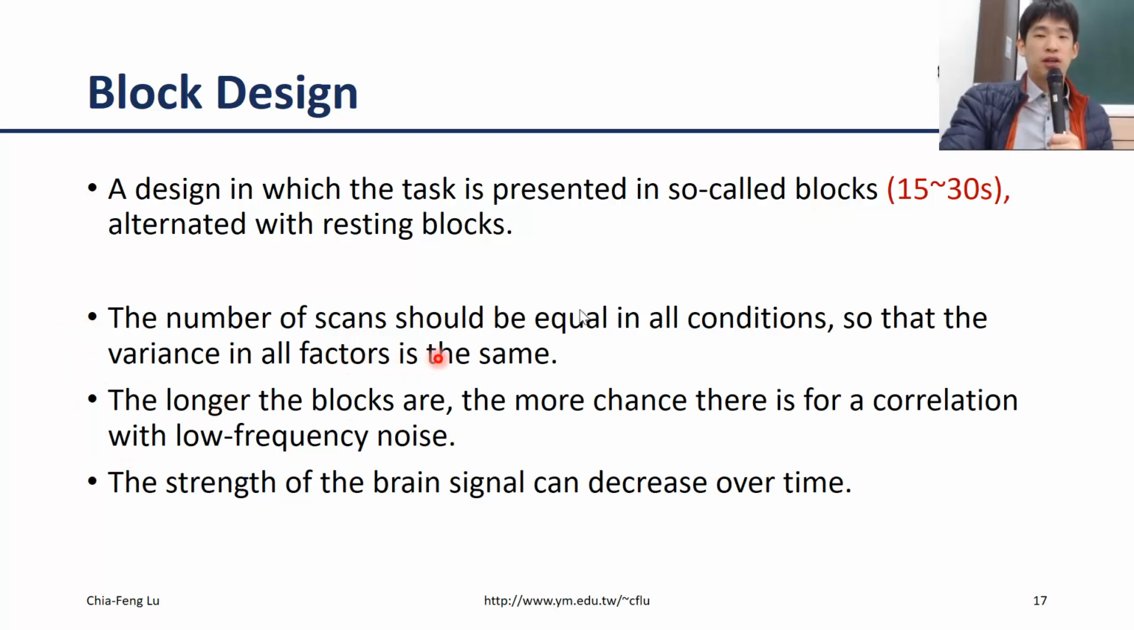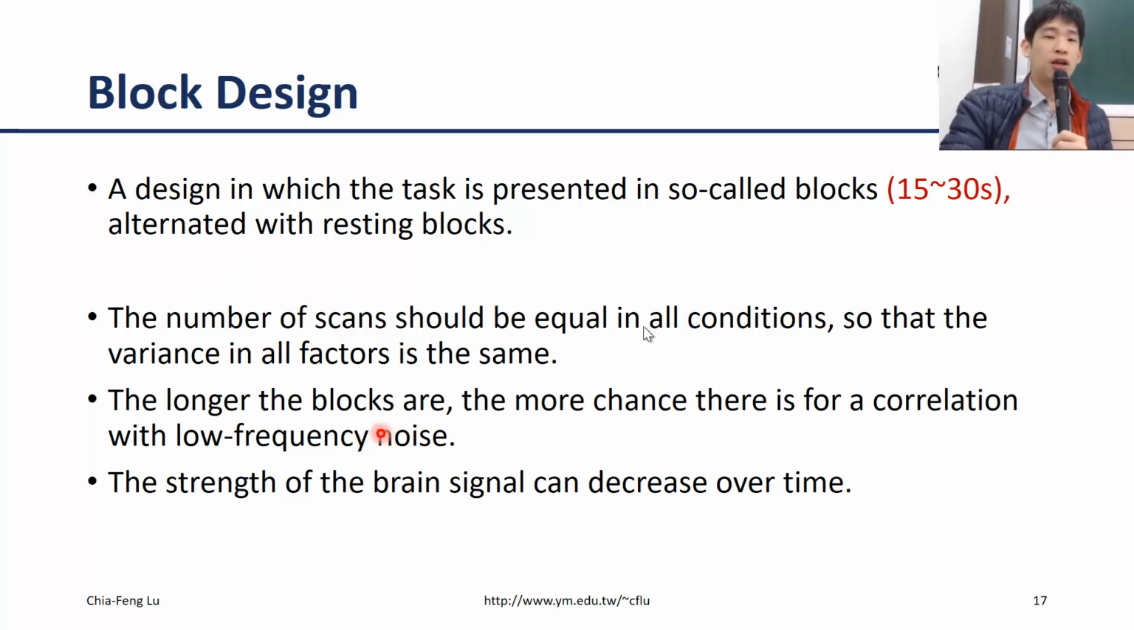The first one is, if you have multiple conditions, for example left hand grasping and right hand grasping, please make sure that the number of scans is equal in all conditions. So if you have 3 blocks for left hand, you definitely need 3 blocks for right hand. You cannot put unequal blocks for different conditions. That will cause some essential variance, not necessarily from the brain activation, but because of the experimental design. So remember that the number of scans should be equal in all conditions.